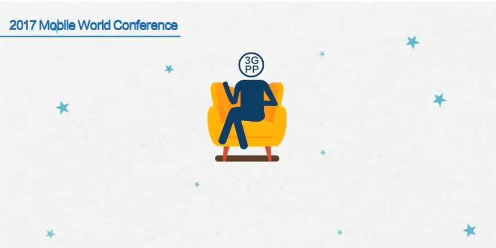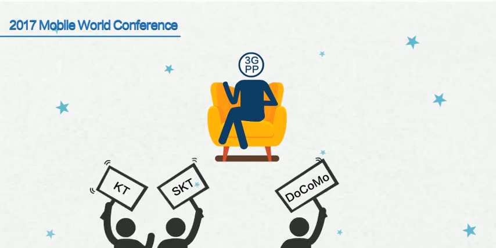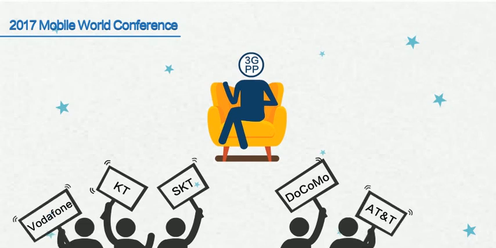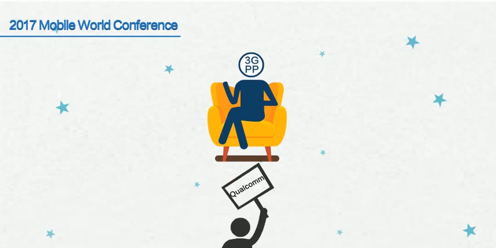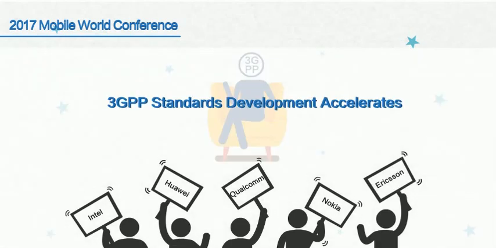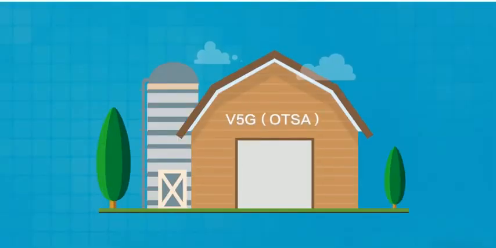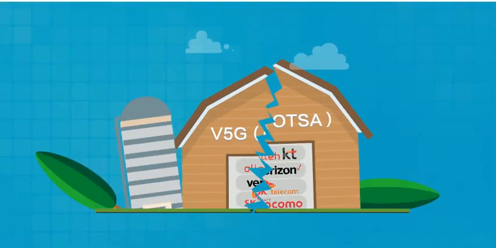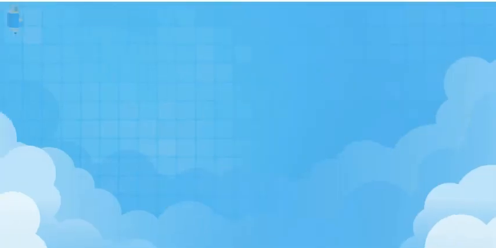During MWC 2017, multiple operators and equipment vendors, including Docomo, KT, SKT, Vodafone, AT&T, BT, DT, Qualcomm, Intel, Nokia, Ericsson, and Huawei, announced their support for the acceleration of 3GPP 5G standards development. At this point in time, OTSA has actually already been disbanded.